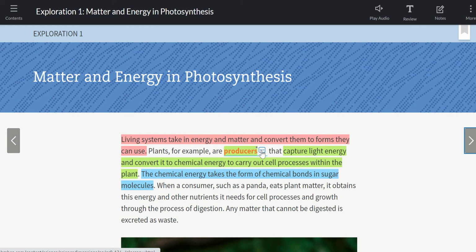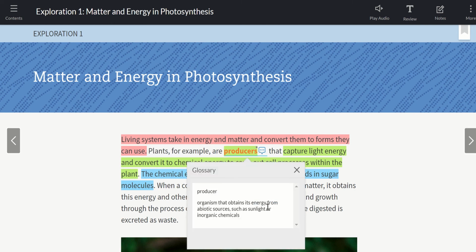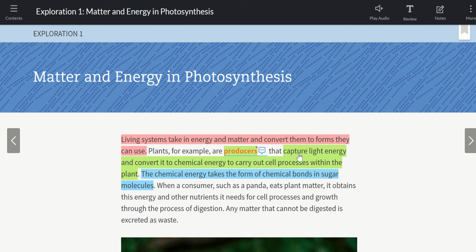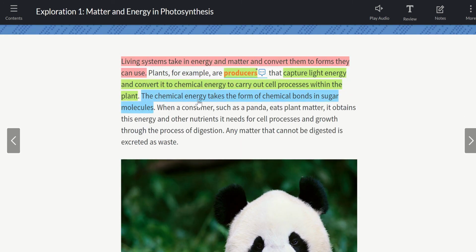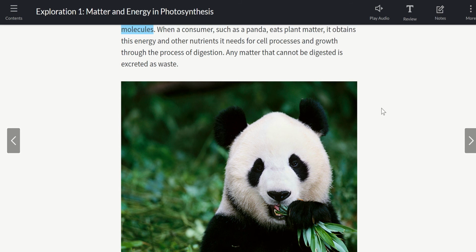Producers, which are plants, for example, are going to obtain energy from the sun. They're going to capture light energy and convert it into chemical energy. It's going to take energy from the sun and turn it into a molecule called glucose, or sugar. The chemical energy takes the form of chemical bonds in sugar molecules. Those covalent bonds that we talked about in Unit 2 are going to store energy from the sun in those bonds. And then the plants or animals that eat the plants are going to be able to break down sugar and release the energy from the sun.